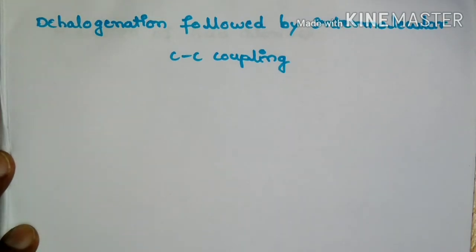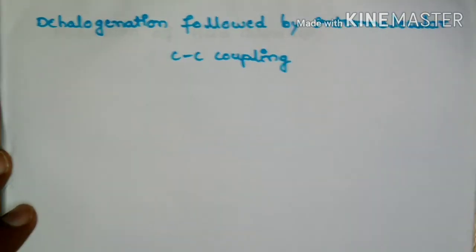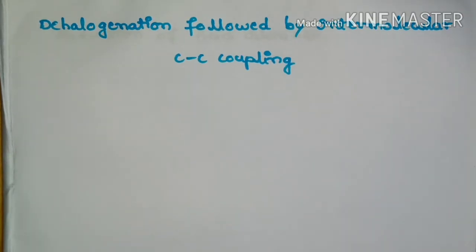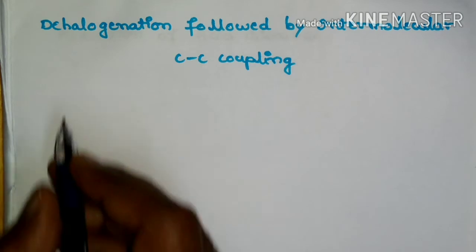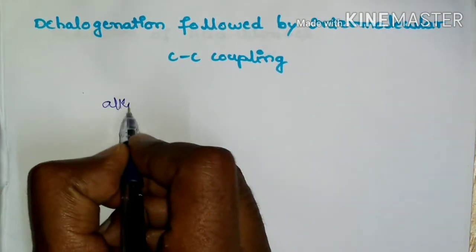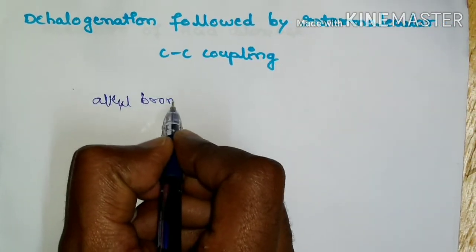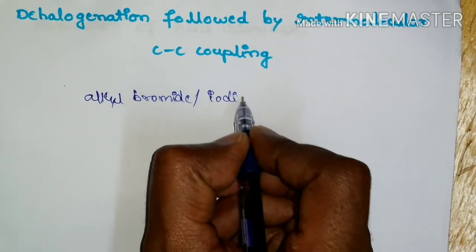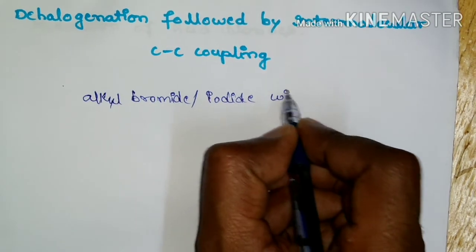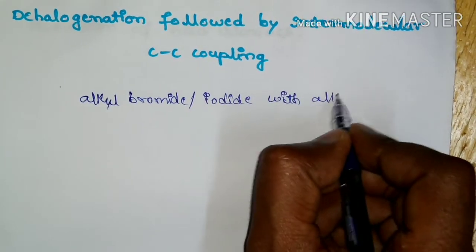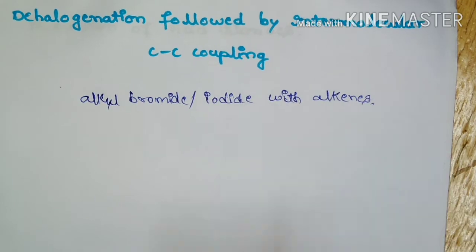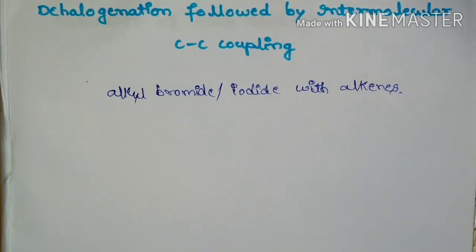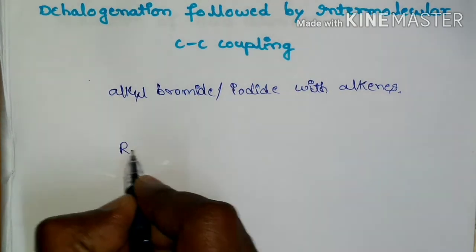Now let us see dehalogenation followed by intermolecular carbon-carbon coupling. This will be seen in the case of the reaction between alkyl bromides or iodides with alkenes. Okay, so here I will write the general reaction, that is RX.